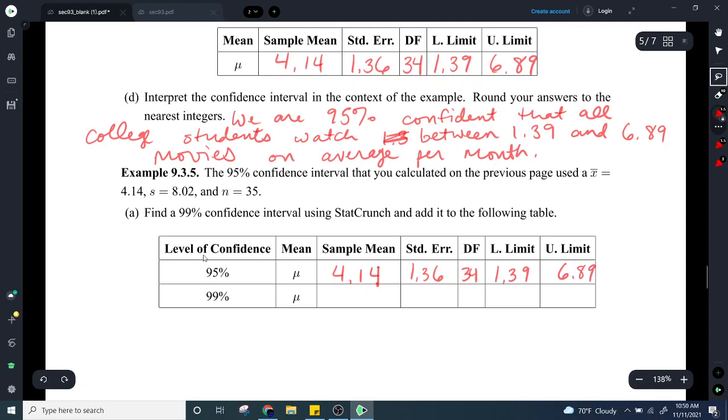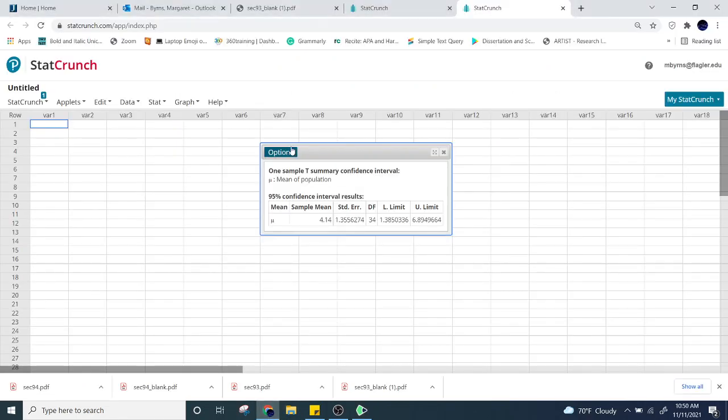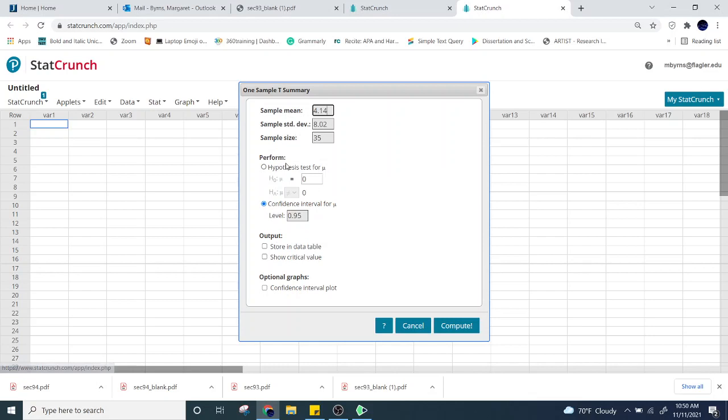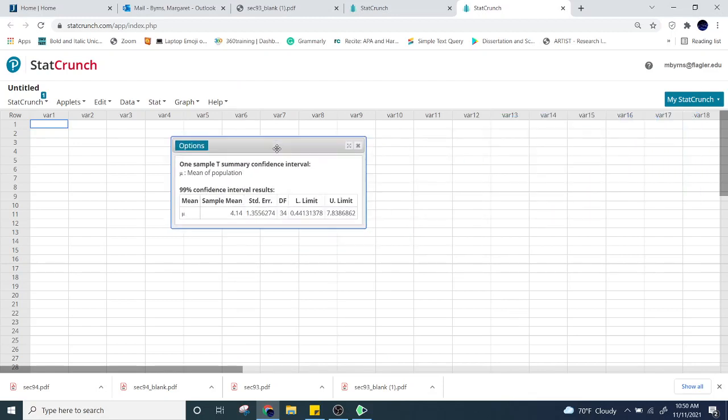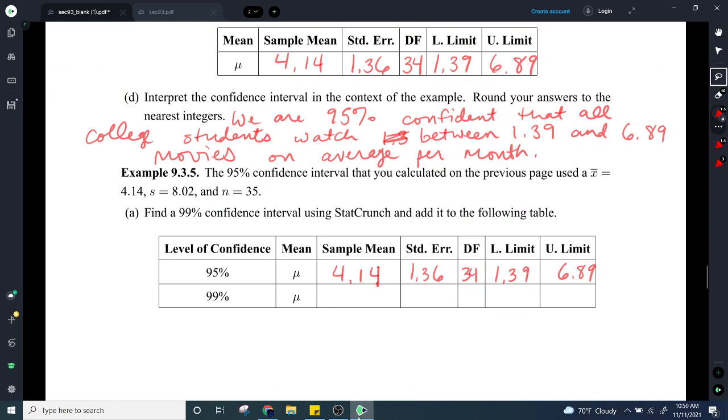Now, if I want to get the same information for a 99% confidence interval, let's go ahead and do that. Let's go back to StatCrunch, and you don't have to start over. Just go to Options, Edit, and then just change this here to a 99% interval. And here we go. So same sample mean, of course, that's not going to change. Standard error is 1.36 again, same thing. Degrees of freedom. What changes, of course, is the lower limit and the upper limit.